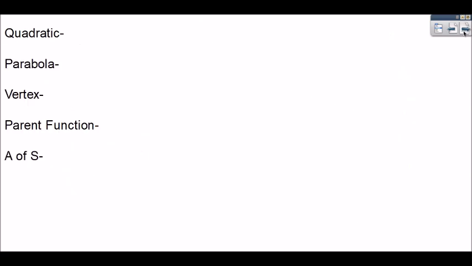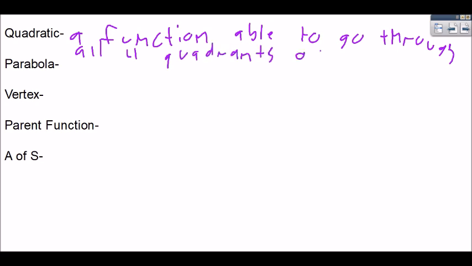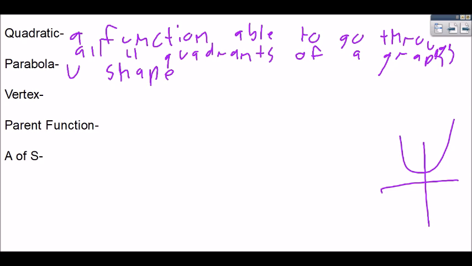quadrants. So quadratic means it can go through all 4 quadrants of a graph. A parabola is a U-shaped quadratic. So I have my graph and it makes a U shape. That is a parabola. My vertex is either going to be the very bottom of my parabola or the very top. So it's the min or max of my parabola.